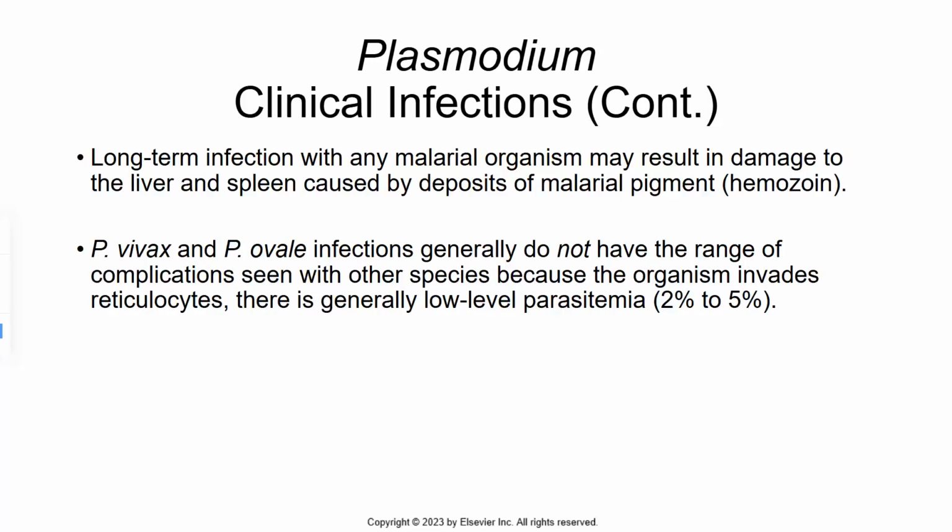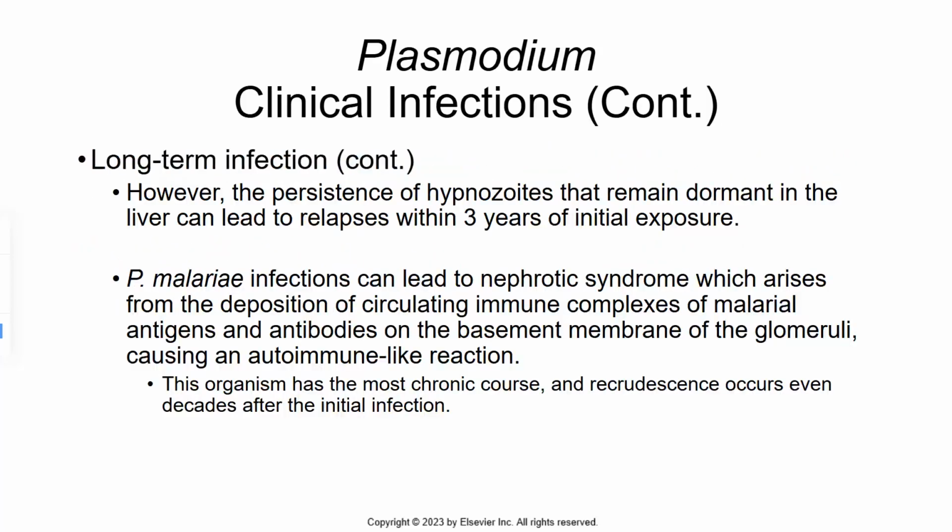Long-term infection with any malarial organism may result in damage to the liver and spleen caused by deposits of the malarial pigment, hemozoin. P. vivax and ovale infections generally do not have the range of complications that's seen with other species because the organism invades reticulocytes. There's generally low levels of parasitemia. However, the persistence of hypnozoites that remain dormant in the liver can relapse within 3 years of initial exposure.